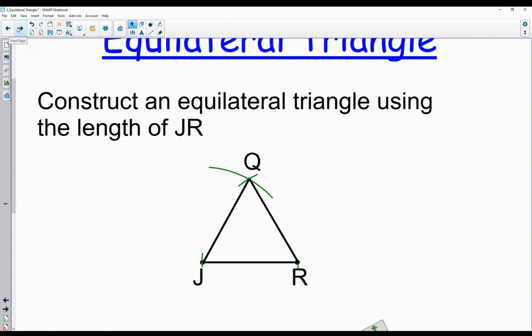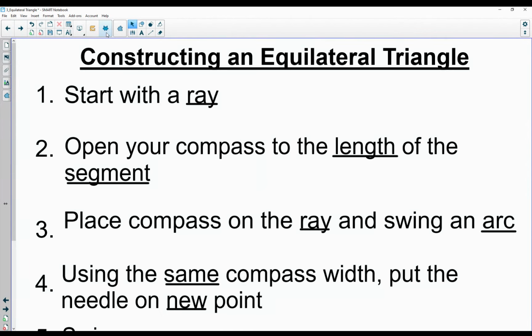So here are the steps to actually construct an equilateral triangle that's not inscribed inside of a circle. If you're not using the side that's given, you're first going to start with either a ray or a point. So here, start with a ray. You're going to open your compass to the length of the segment. And then you're simply going to place the compass on the ray and swing an arc.